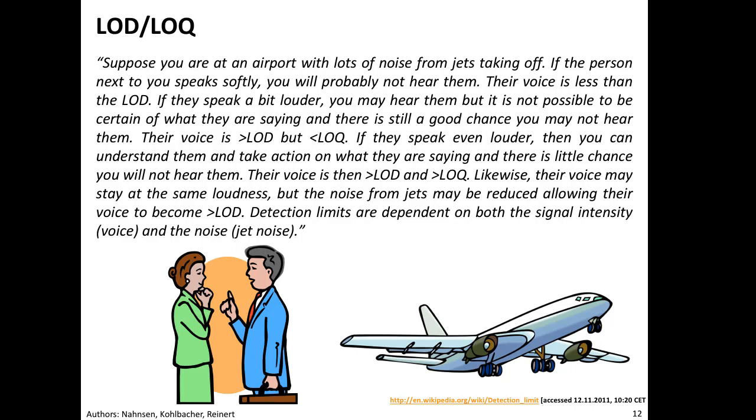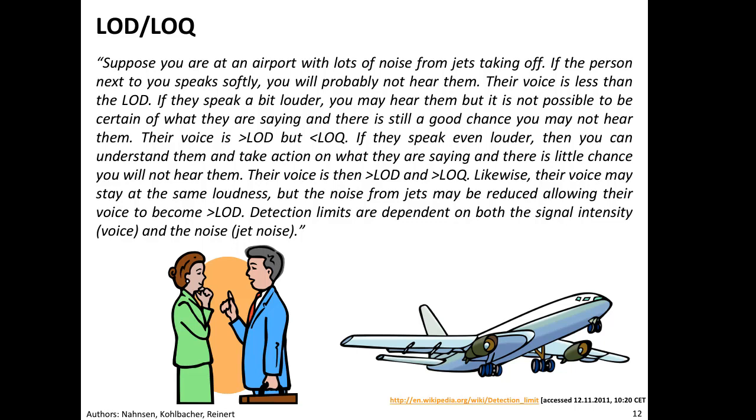There's an analogy that I'd like to show. Suppose you're at an airport with lots of noise from jets taking off. If the person next to you speaks softly, you will probably not hear them. Their voice is less than the level of detection. You might see that they're there, but that's cheating. You still haven't heard it. If they speak louder, then you may hear them, but it's not possible to be certain what they are saying. And only if the noise level then drops, can you confidently state either yes, they're speaking, and you can confidently discern what they are saying.